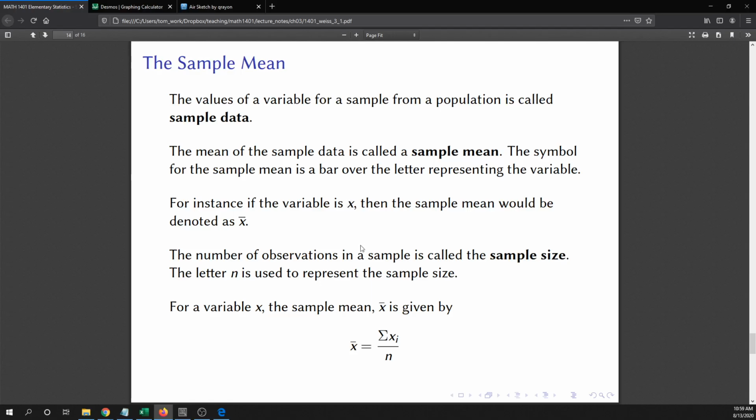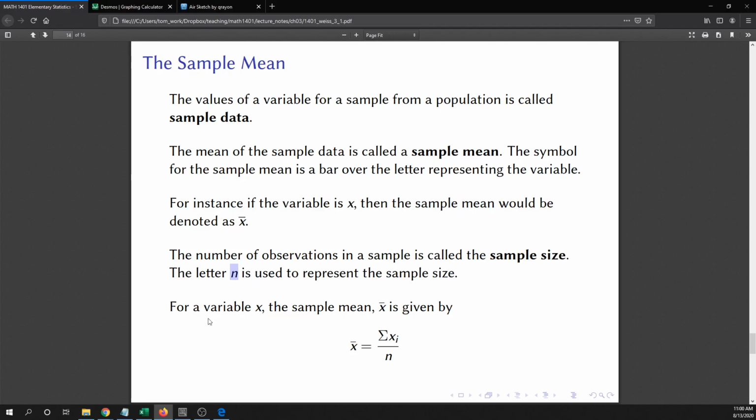And so another symbol that's commonly used related to samples is the letter n, and that's used to represent the sample size. So the sample size is just the number of observations in the sample. If you take a sample of size 10, then the sample size is 10, and we would use the letter n to represent the sample size.